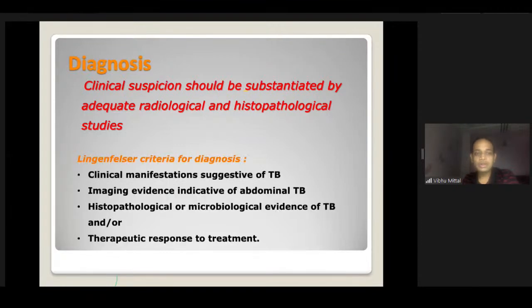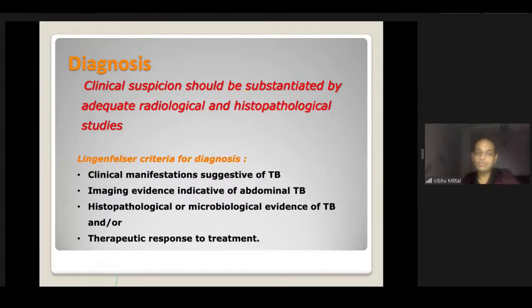This is where the criteria for diagnosis came up. This was in the late 80s and early 90s. This is more or less what we follow around the world. The clinical manifestation should be suggestive of tuberculosis. There should be imaging evidence indicative of abdominal tuberculosis, histopathological or microbiological evidence of tuberculosis, and/or, the last line, the therapeutic response to treatment.